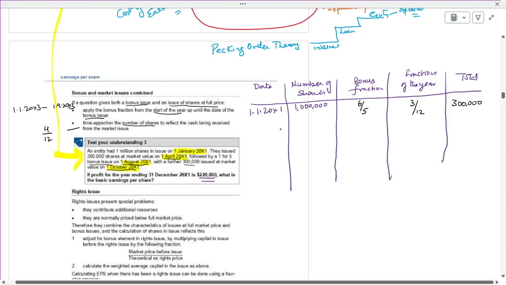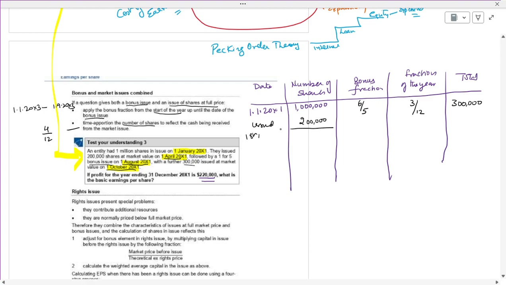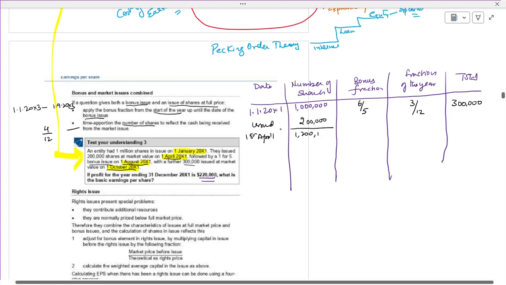When they have issued, is it right? When they have issued how many shares? They have issued at full market value. They have issued 200,000 shares. Means by 1st April, how many shares will be there? The shares will be 1.2 million. Fine. Once we complete the second stage, you will understand the complete picture.